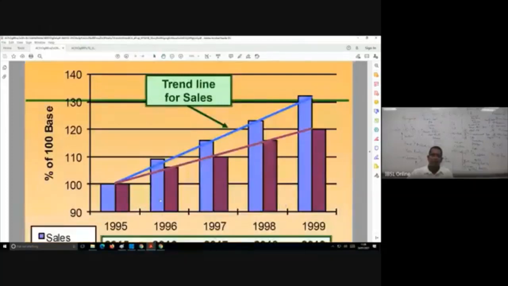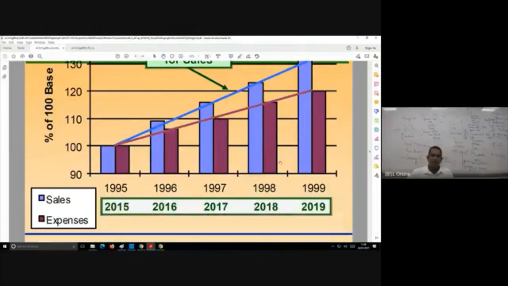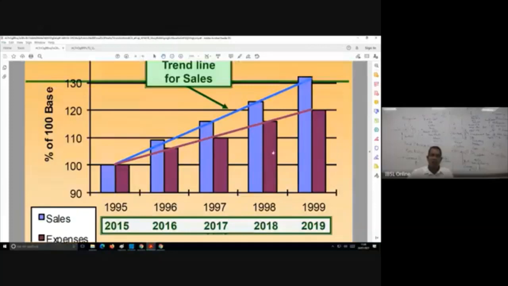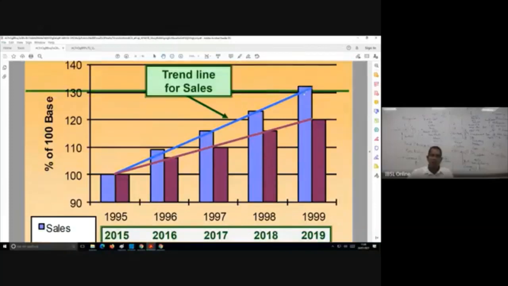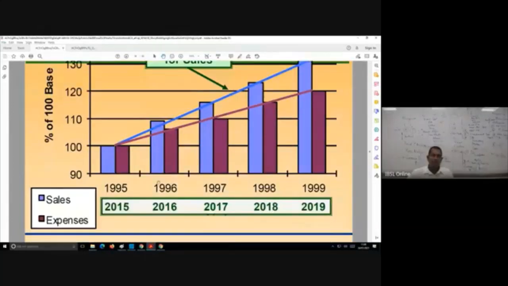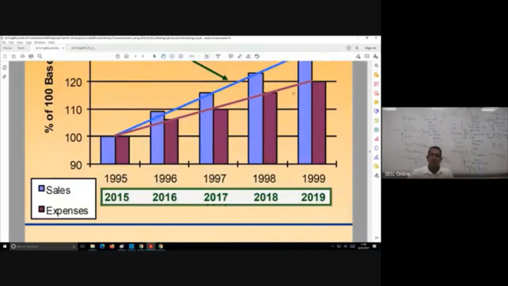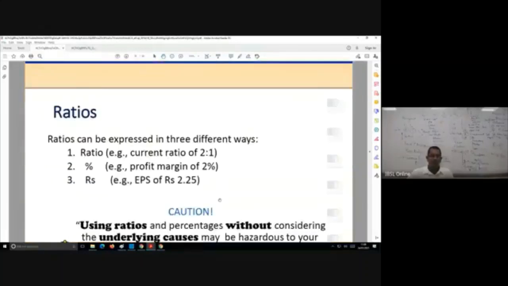When you do something like that, this thing increases like this. This is the trend. So if you do it for sales, this was the trend, and if it is for the expenses, this is the trend. So that is trend analysis.